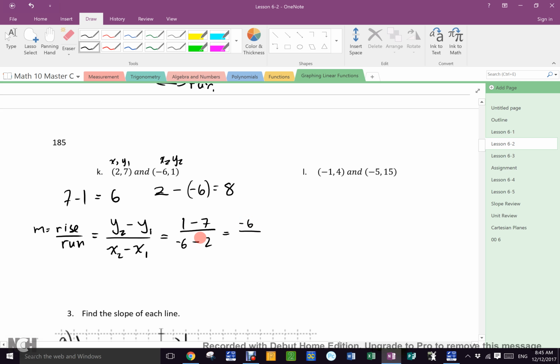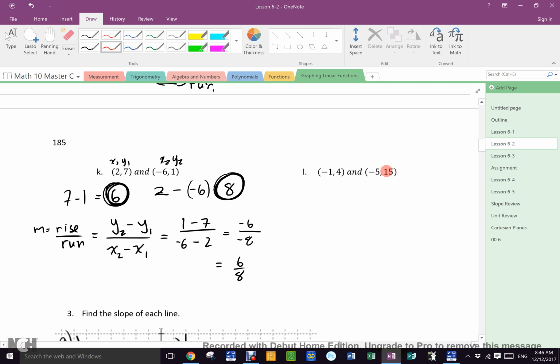Negative 6. What is negative 6 take away 2? Negative 8. Two negatives make, so that's 6 over 8, right? Now look at what happened up here. Didn't our y's go up 6? And didn't our x's go 8? So do I have a slope? Do I need to graph it? No. So let's look at this one.